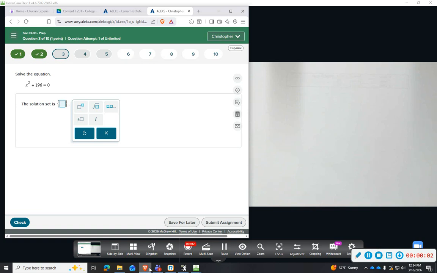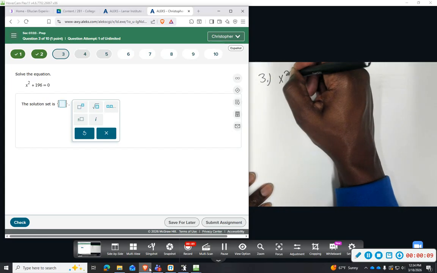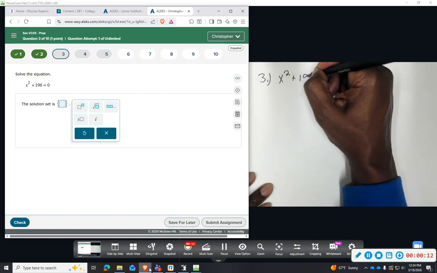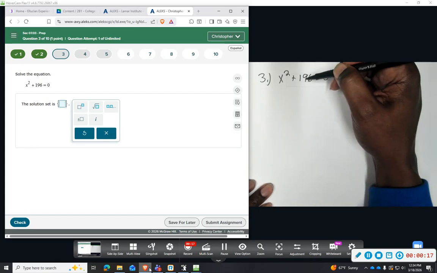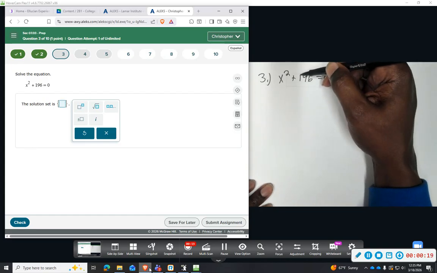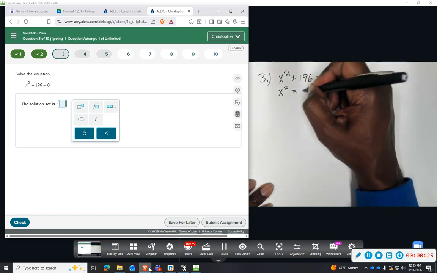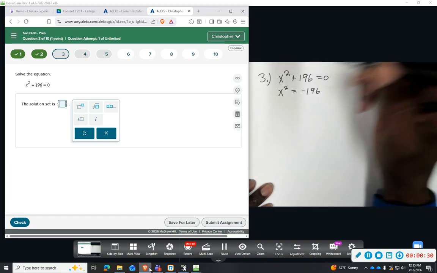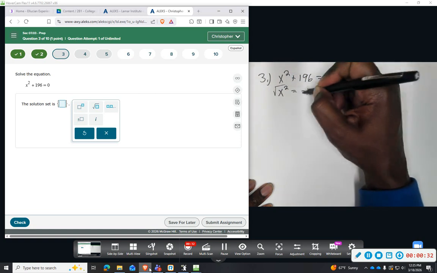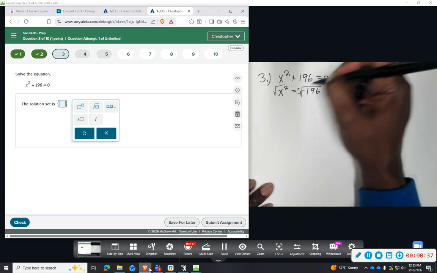Right, number 3, you just want to solve the quadratic equation. So first thing, I'm going to subtract the 196. And then to solve for x, we'll take the square root of both sides. And when you take the square root of a number, I remember positive or negative.